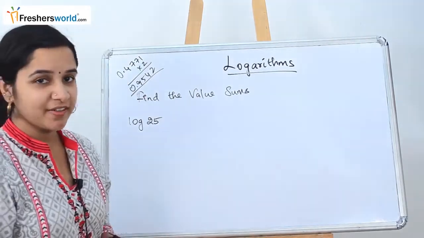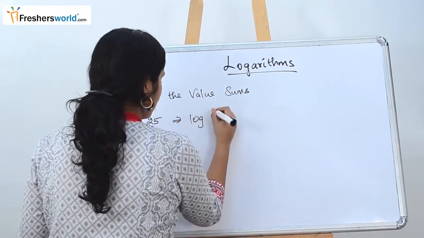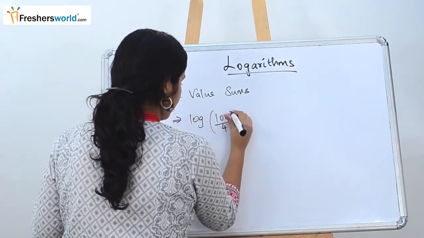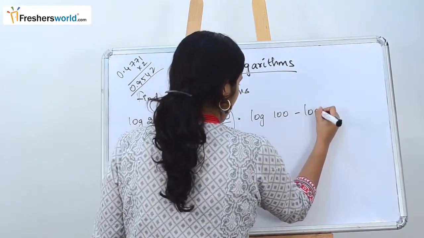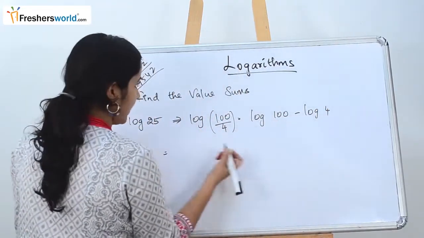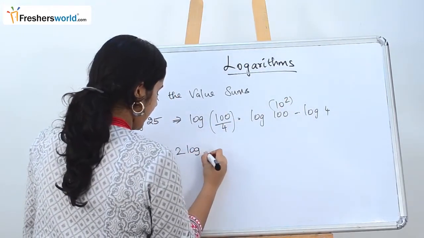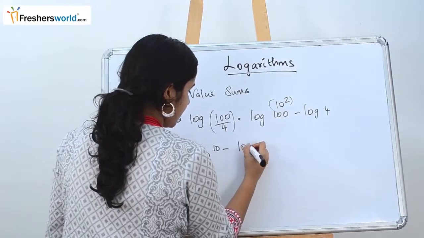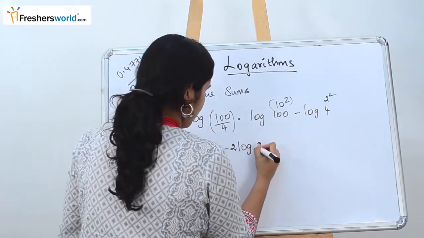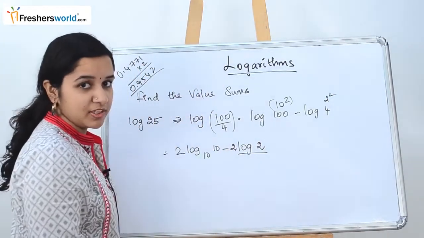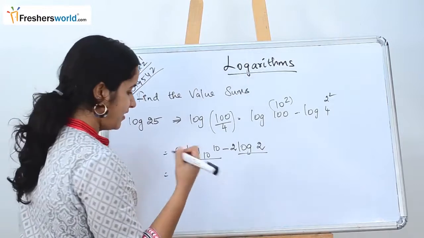So the next question that they have given is log 25. So how can this be rewritten? Log 100 by 4, which can be rewritten as log 100 minus log 4. So this can be written as log 10 square, which is 2 log 10, minus log 2 square, so 2 log 2. We know the value of log 2 is nothing but 0.3010, and the value of log 10 to the base 10 is 1.